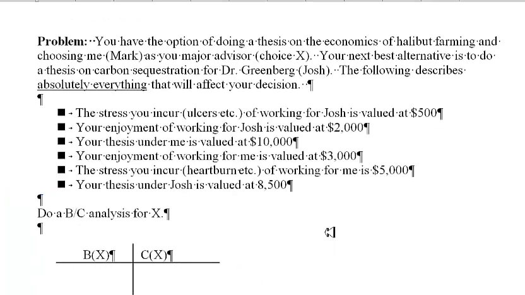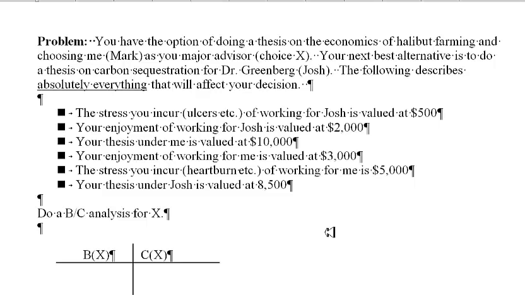So let me go through a beginning problem I give to a graduate class sometime. And the problem goes like this. This will test your understanding of opportunity costs. You have the option of doing a thesis on the economics of halibut farming and choosing me as your major advisor. So we'll call that choice X. Your next best alternative is to do a thesis on carbon sequestration for Dr. Greenberg, Josh Greenberg, who's a friend of mine, and another economist.